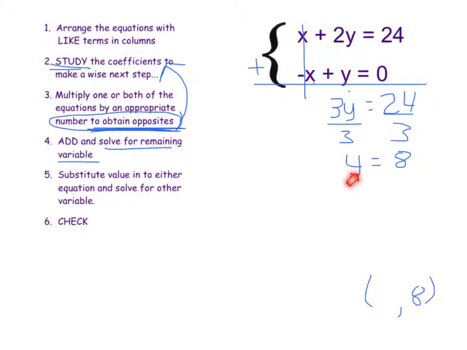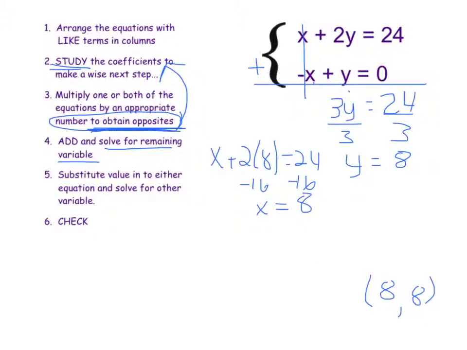So we know what y is, we're trying to find x. I'm going to use this first equation right here. So I'm going to do x plus 2 times 8 equals 24. So minus 16, minus 16. So x in this case is also 8.